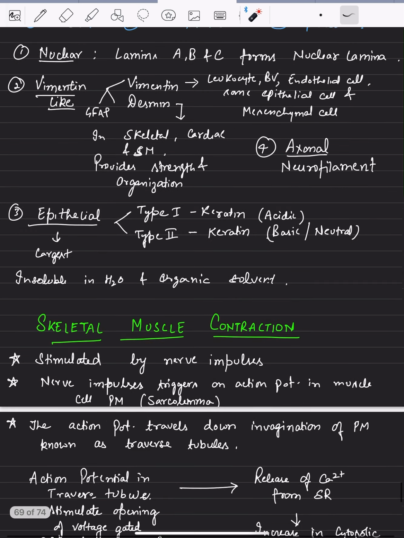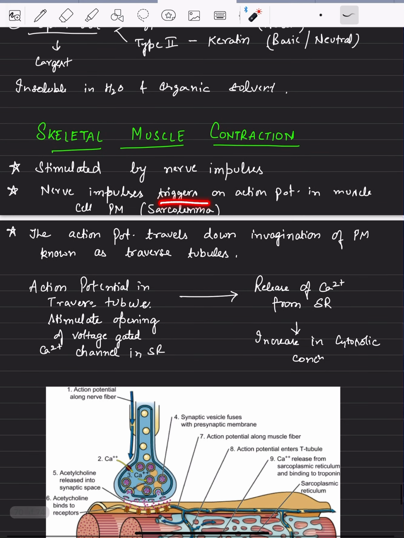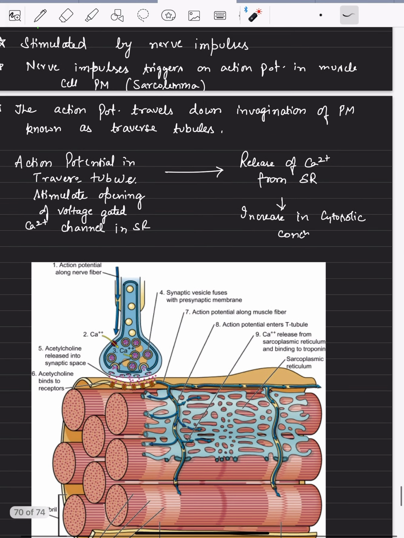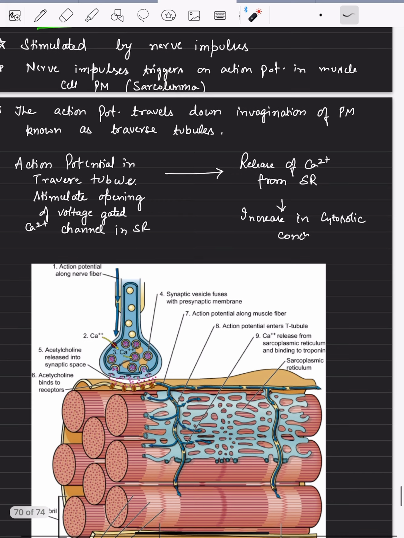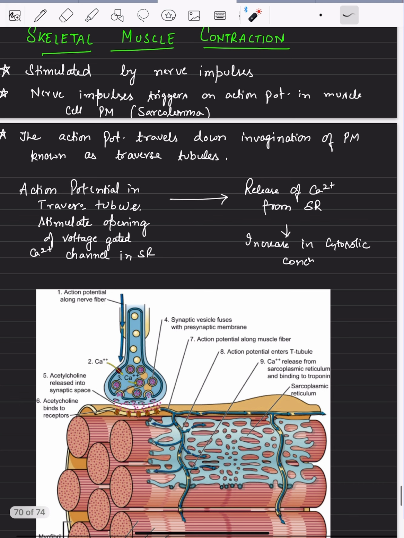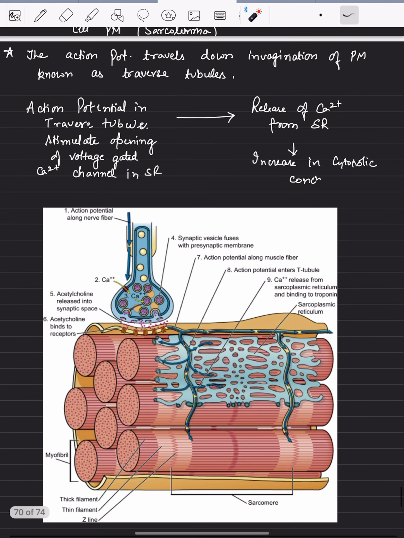So here we are going to just see the skeletal muscle contraction. They are stimulated by nerve impulse. Nerve impulse basically triggers an action potential in the muscle cell plasma membrane. How the action potential is triggered is another thing. Here we are just looking at skeletal muscle as an example of intermediate filament. So I'm not going into detail on how the membrane potential changes and the action potential is generated.